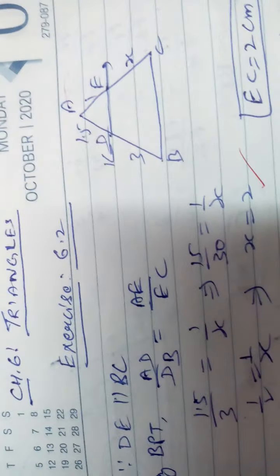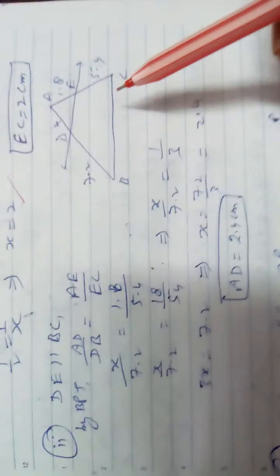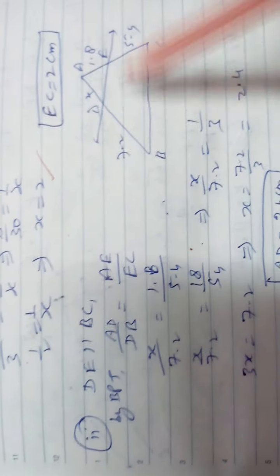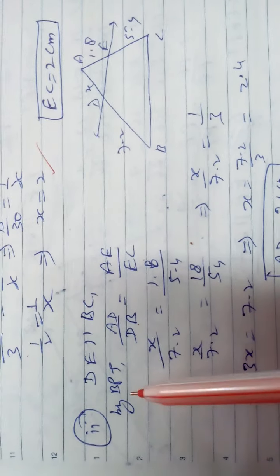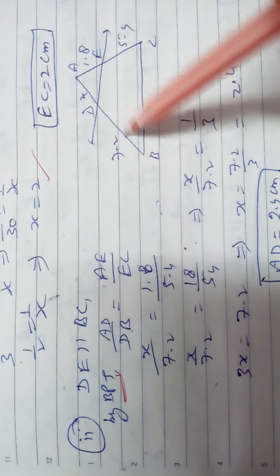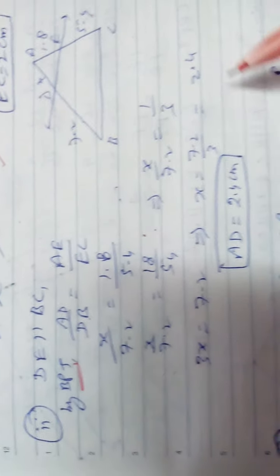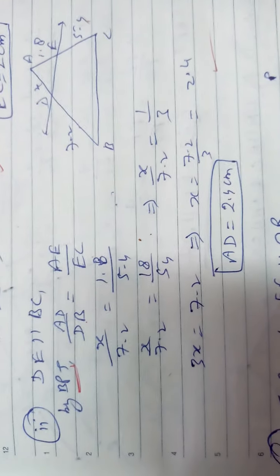In the second figure of the question, you want to find out AD. So DE is parallel to BC, it means AD by DB is equal to AE by EC by BPT. Put X upon 7.2, 1.8 upon 5.4. Remove the decimal, your answer is 2.4.